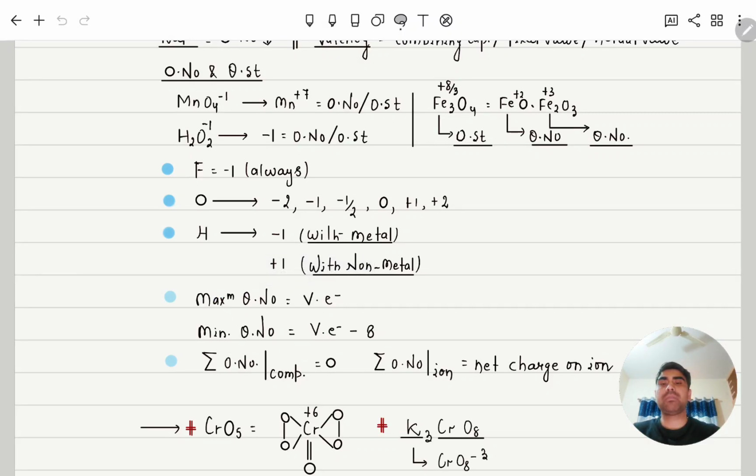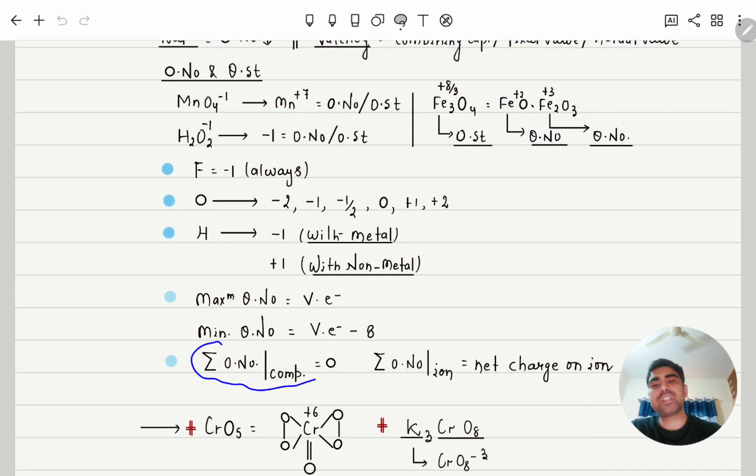Next, maximum oxidation number. How do we calculate the maximum oxidation number of any element? It is equal to its valence electrons. Like chromium: chromium has 6 valence electrons, so its maximum oxidation number is 6. Manganese's maximum oxidation number is plus 7. Similarly, we can calculate minimum oxidation number also. Minimum oxidation number is valence electrons minus 8. Like for non-metals, how did we calculate valency? 8 minus valence electrons, the opposite of that. Minimum oxidation number: valence electrons minus 8.